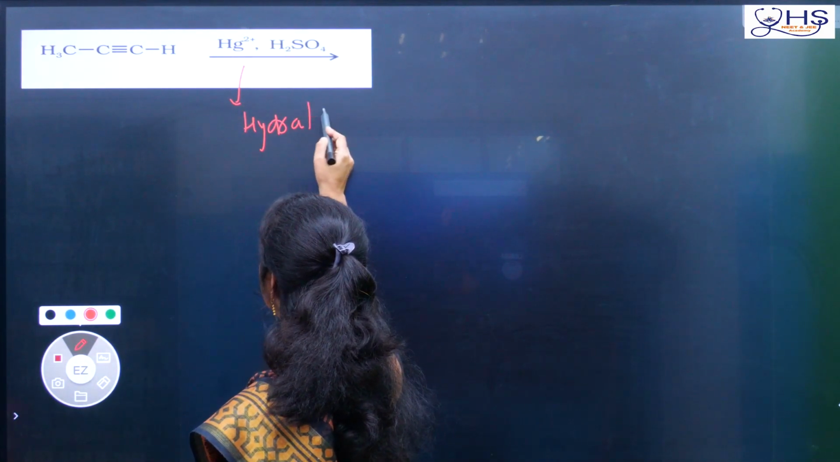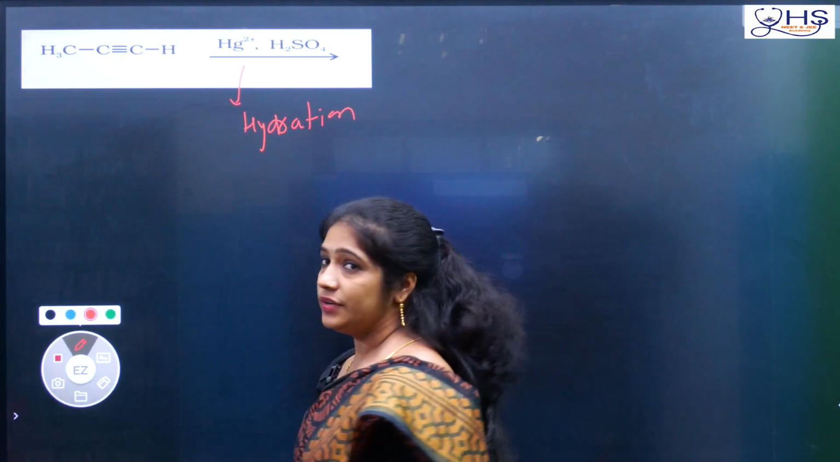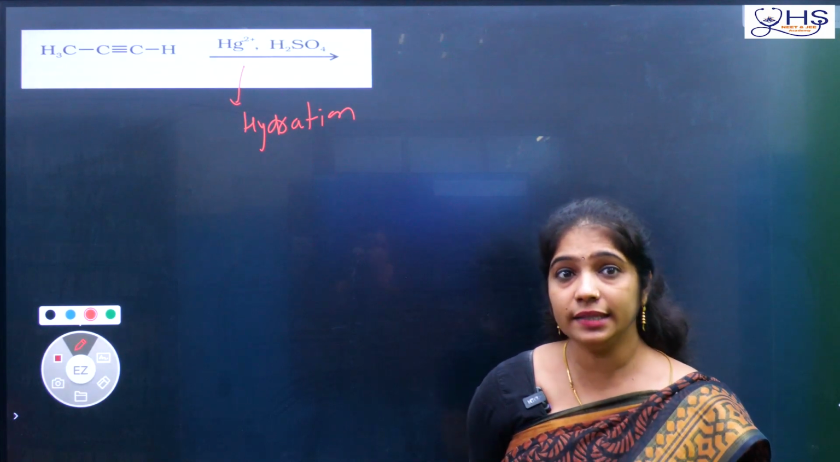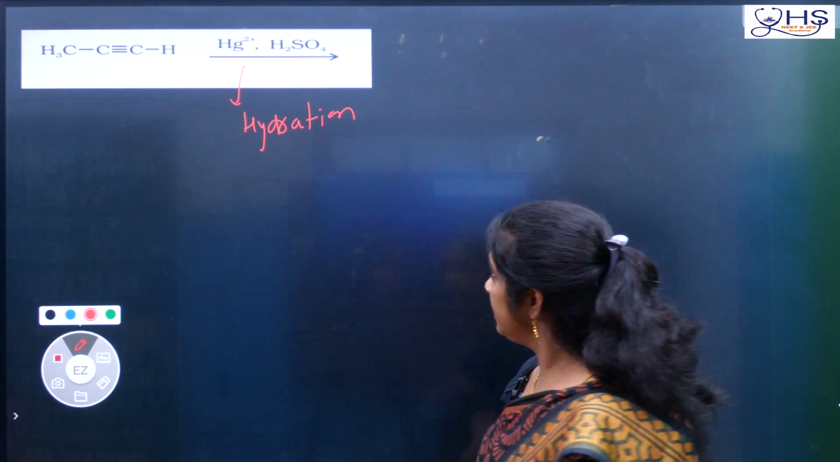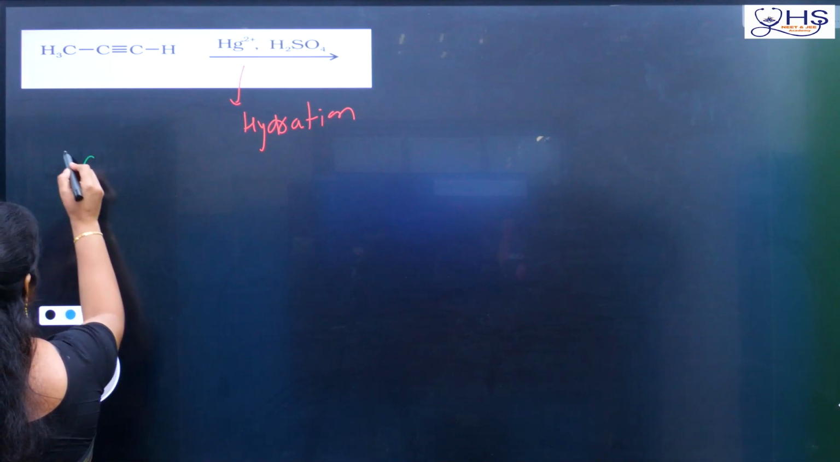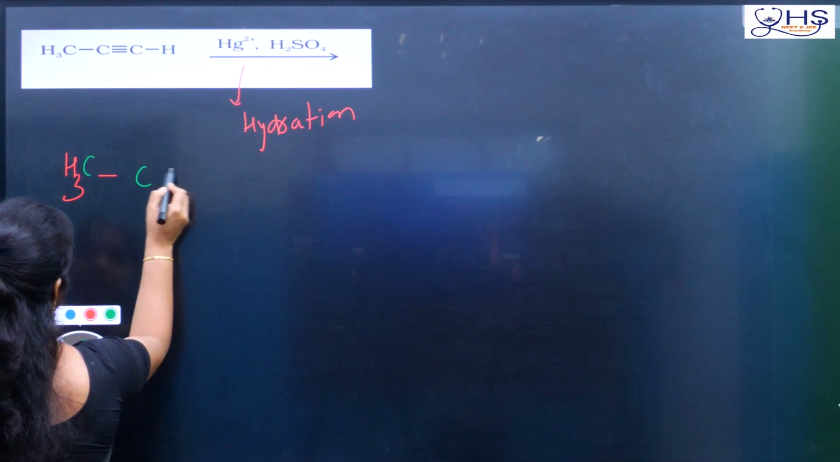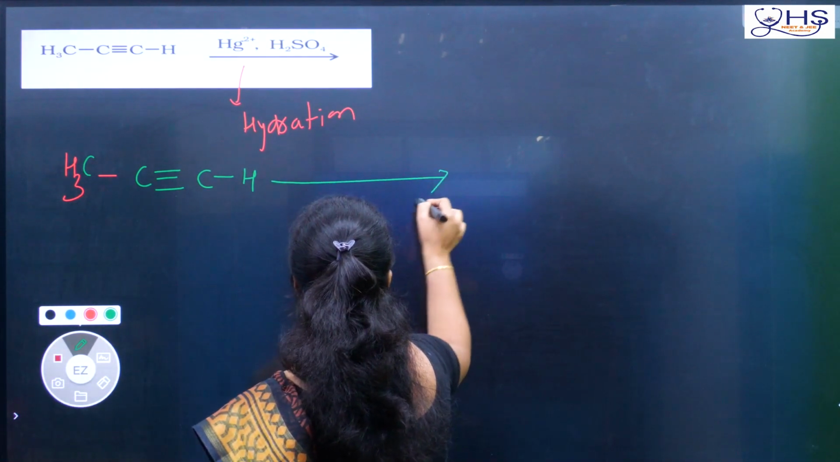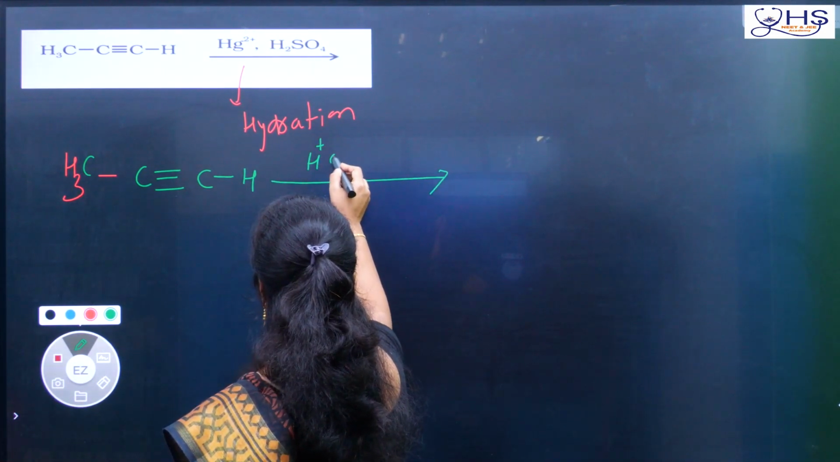Hydration of alkyne. What we did there? We added water according to Markovnikov rule, and then we did tautomerism. So the same thing you have to do over here. I am writing CH3 C triple bond CH, addition of water. See, water means what? H plus OH minus.